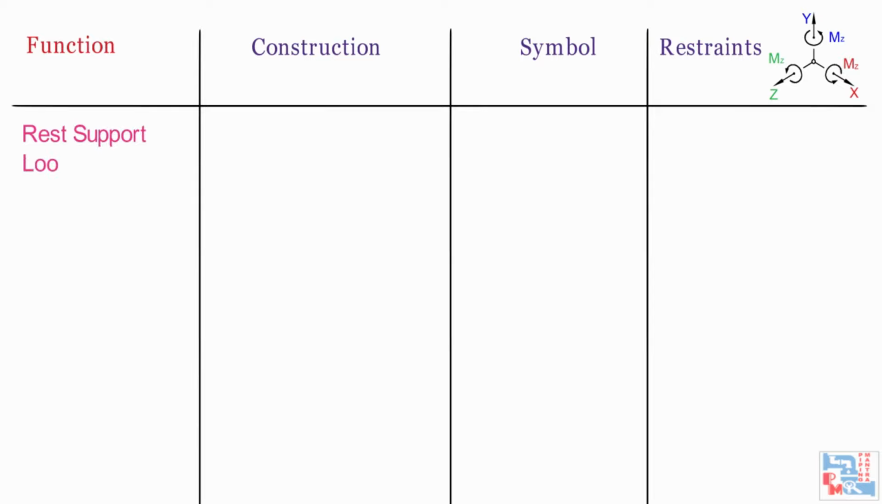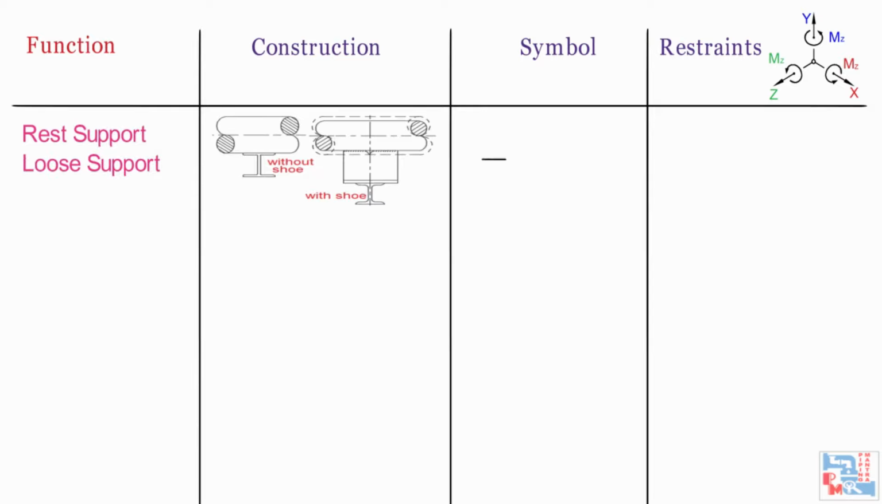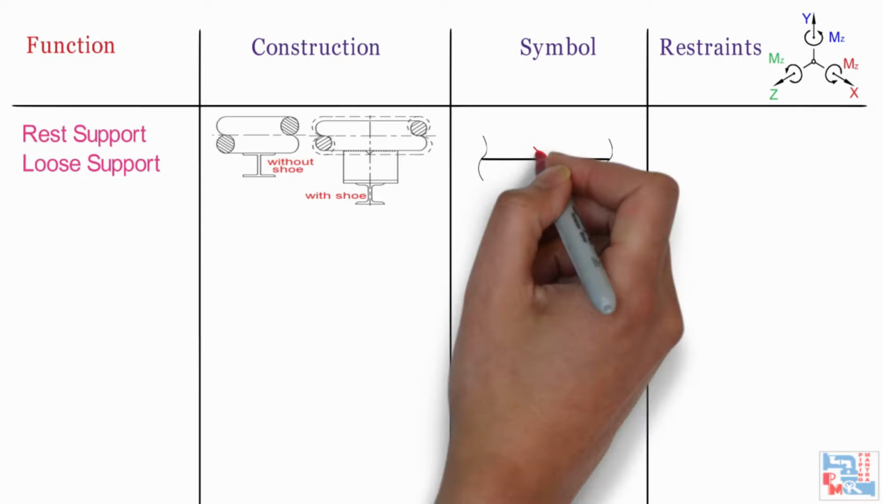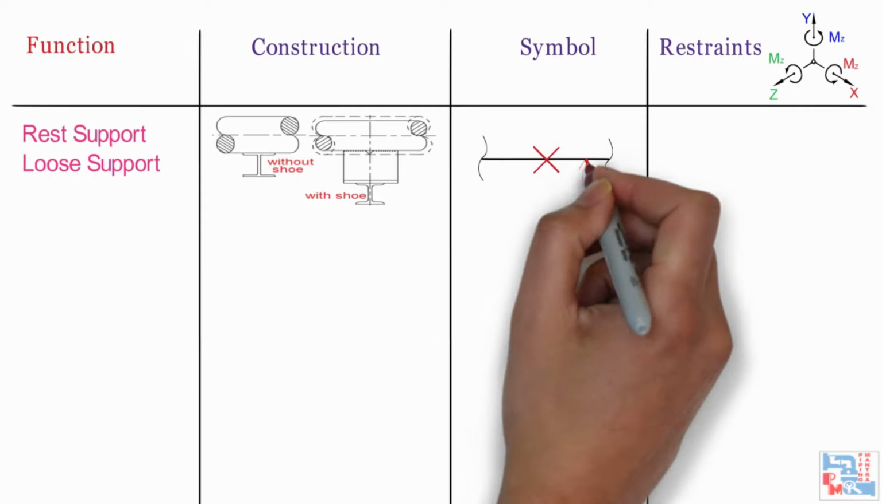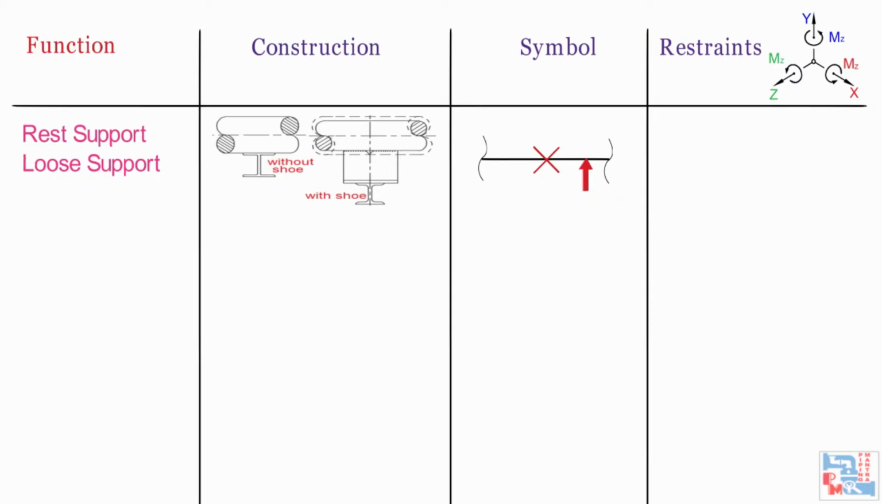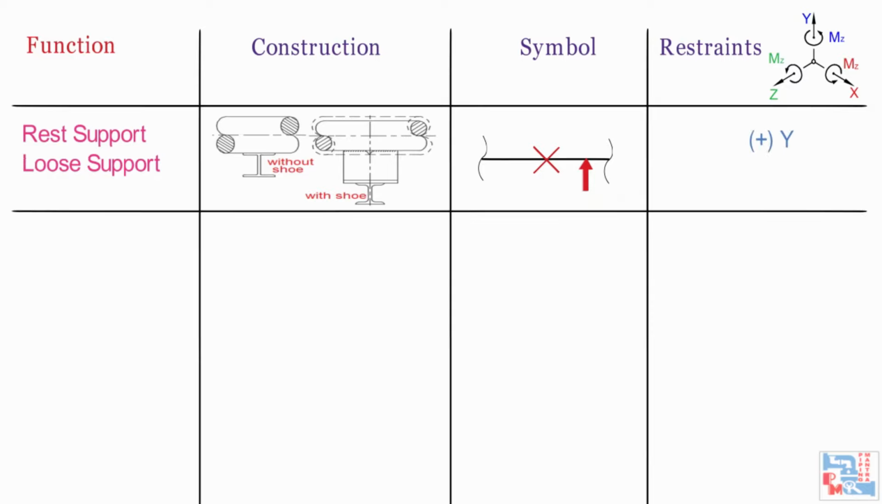First is rest or loose support. This is the most commonly used support, meant for supporting only the pipe weight vertically. It allows the pipe to move in axial as well as transverse direction but restricts only the vertical downward movement. It comes with or without shoe.